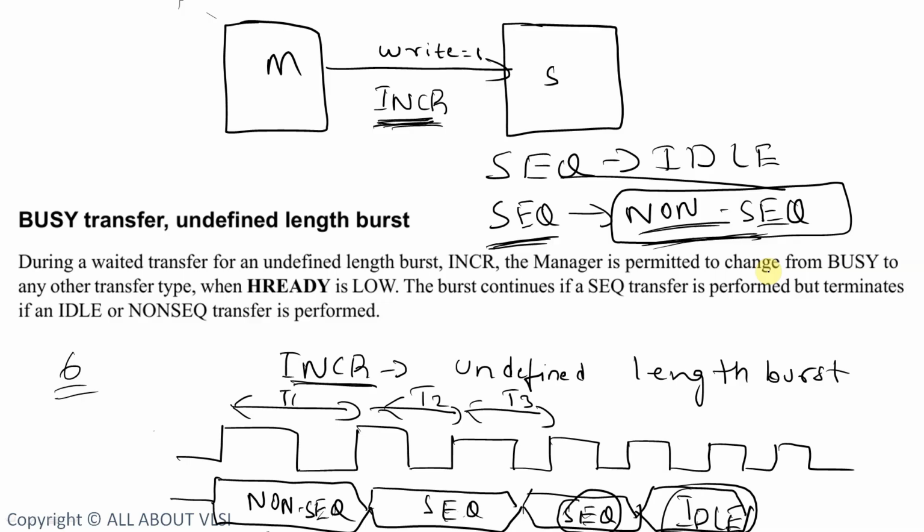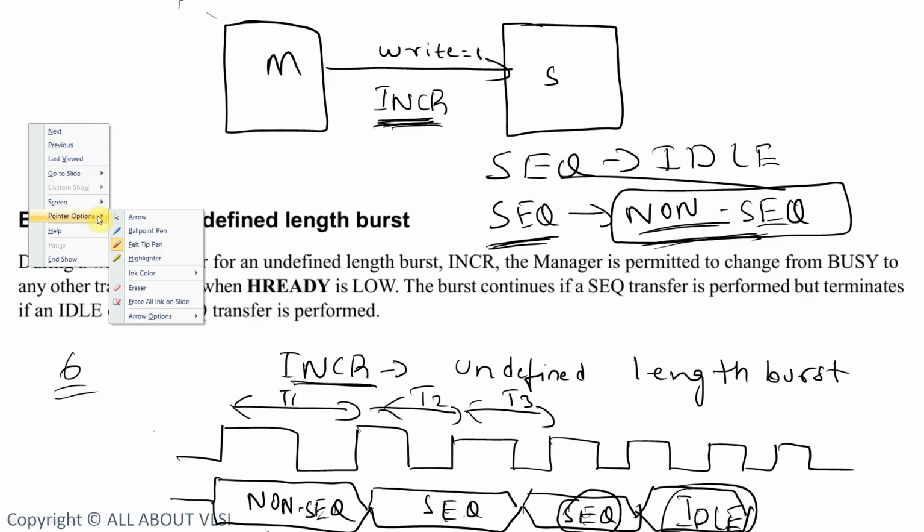If we are getting non-sequential, then the slave will come to know that the present transfer has completed and the master has started a new transfer. So like this, the master and the slave are synchronized with each other whenever we have an undefined length burst. Because in the previous bursts, where we have INCR4 or WRAP4, we have a beat number of 4 or 8, but in the case of an undefined length burst, we don't know how many beats the master and slave are going to communicate. So that's why, using this transfer type, the master and slave are synchronized with each other. This is the way they are synchronized.